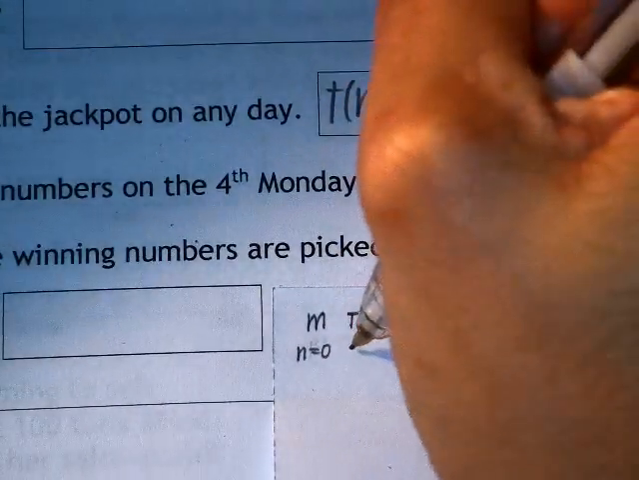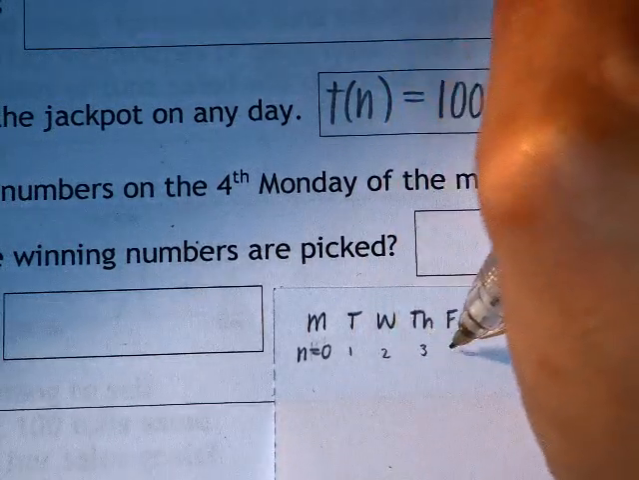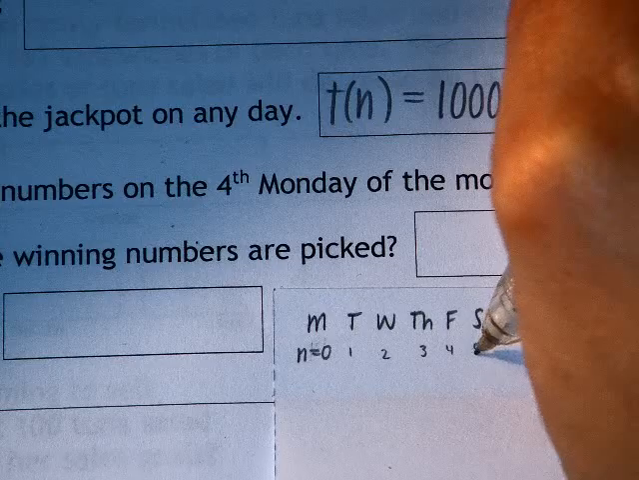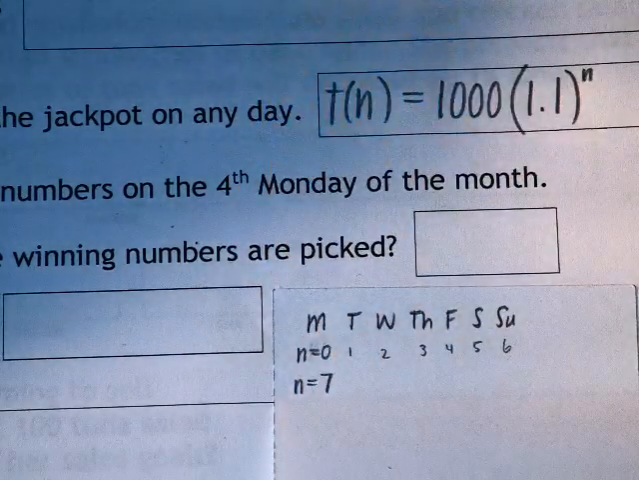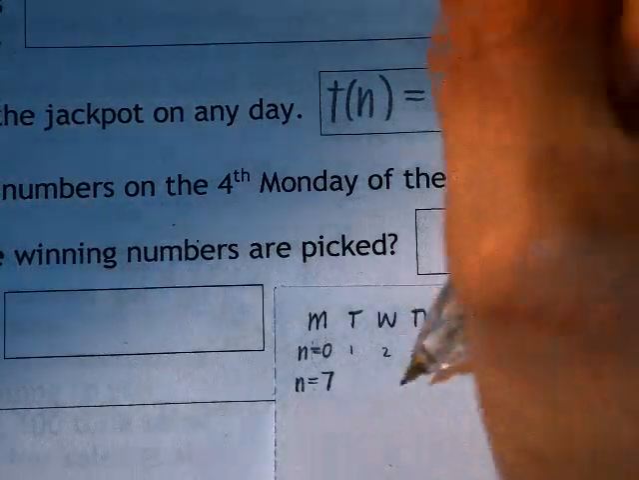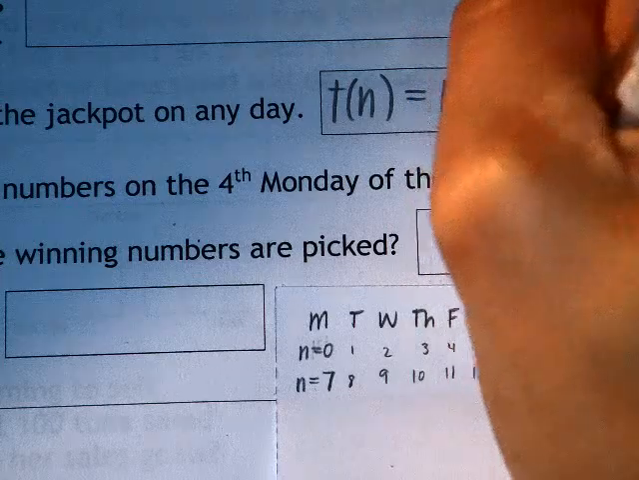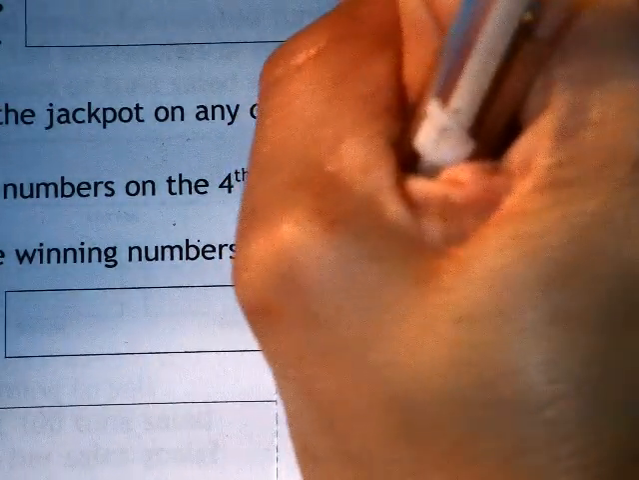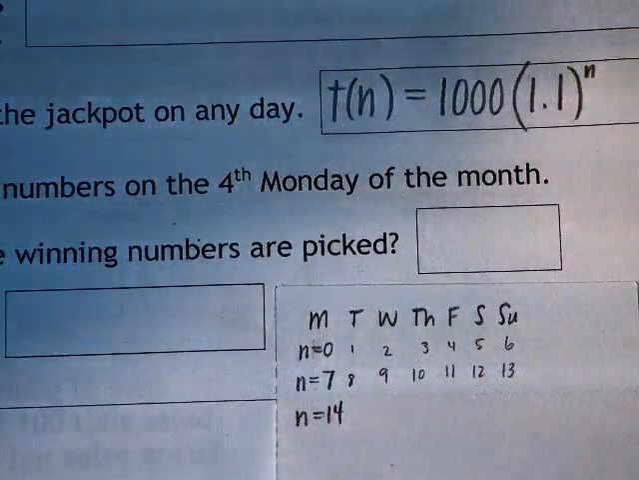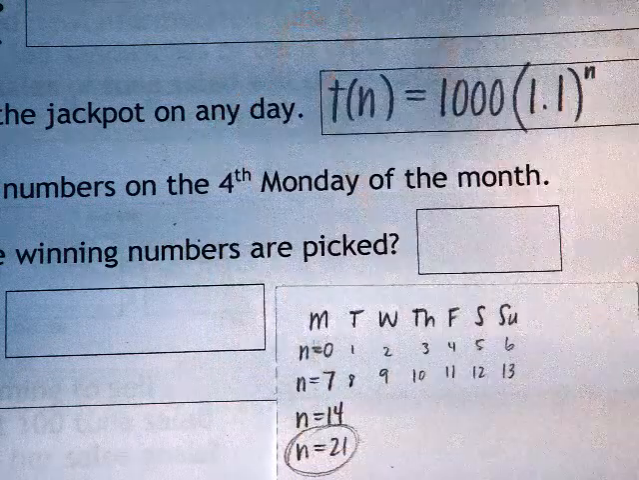So that means Tuesday was n equals 1, Wednesday 2, Thursday 3, Friday 4, Saturday 5, Sunday 6. So the second Monday of the month must be n equals 7. And of course you can keep numbering if you want to, just so you can keep track of the days, but hopefully by now you picked up on a pattern. That the third Monday of the month would be n equals 14, and that the fourth Monday of the month, the one in question, is n equals 21.